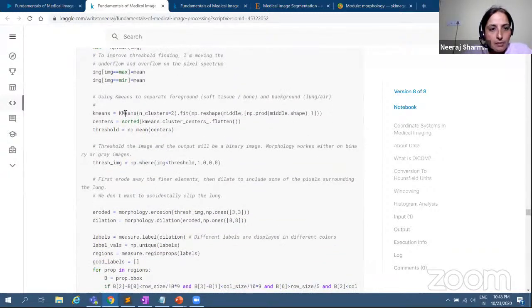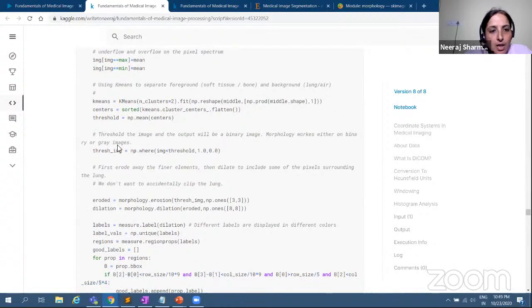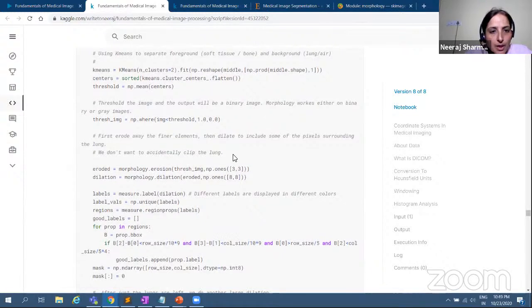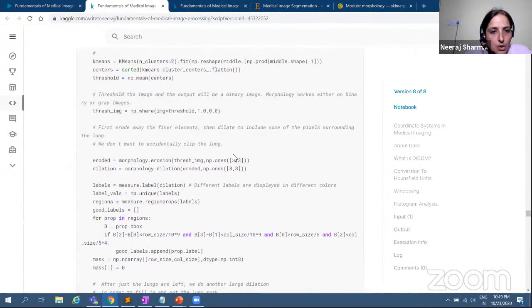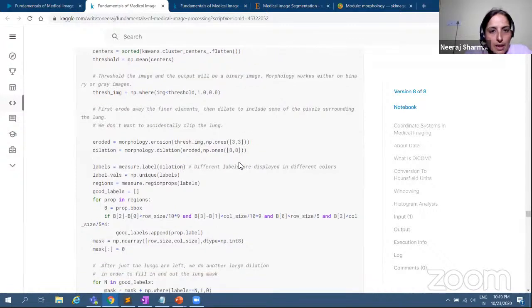Then here I have used k-means clustering so that we can separate the lung area from everything else apart from the lung area. This is the implementation of the threshold, where we have implemented the thresholds, which convert the image into binary zeros or ones.